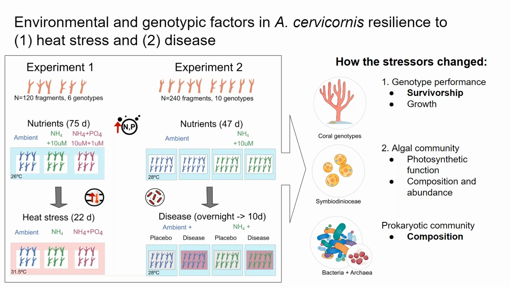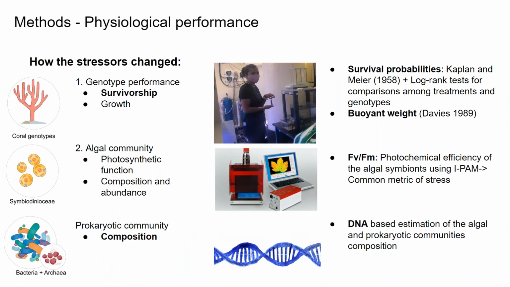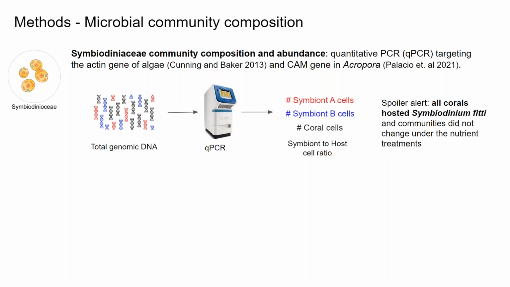Through both experiments, we monitored the effect of the stressors on each coral genotype's performance, and also their algal community composition and function, and the prokaryotic community composition. Briefly, we monitored survivorship of the corals every day. Every week, we measured the buoyant weight of the corals to estimate the growth rates. And every week, we also monitored the photochemical efficiency of the algal symbionts. This metric, the photochemical efficiency, is also called Fv/Fm, and pretty much all we need to know is that it's one of the most common metrics to assess stress in photosynthetic organisms. And finally, we used DNA-based estimations of the composition of the algal communities and prokaryotic communities.